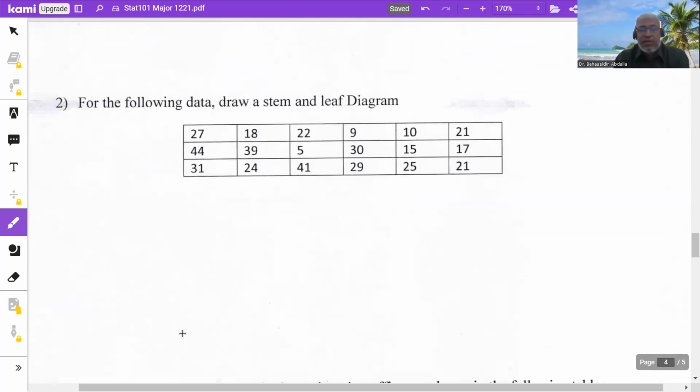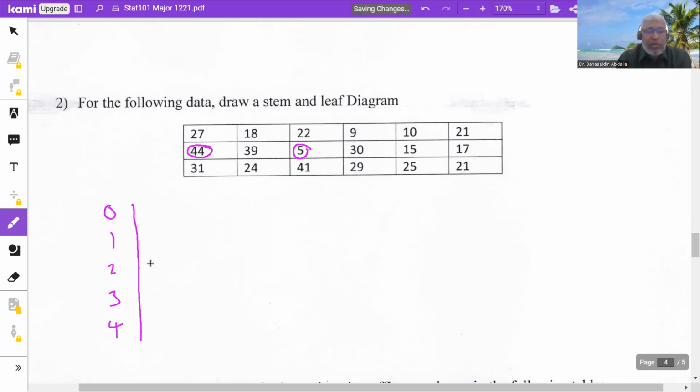For the following data, draw a stem and leaf. To draw a stem and leaf, we need to look for the minimum. What is the minimum value? It looks like 5 is the minimum. What is the maximum? I think 44 is the maximum. So we have numbers from 5 to 44. What would be the stems? Since this is 5, I need 2 digits, so I'll start from 0. So the stems are 0, 1, 2, 3, and then 4, because the largest is 44.